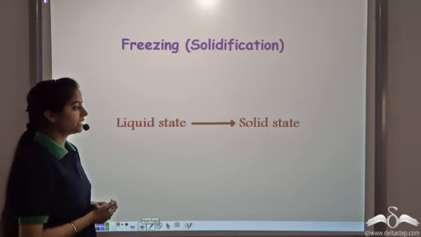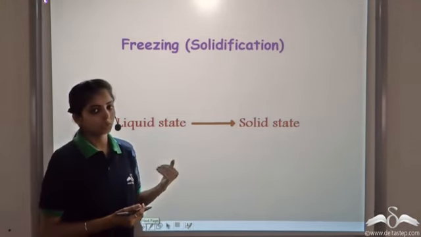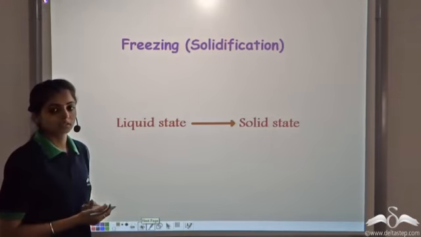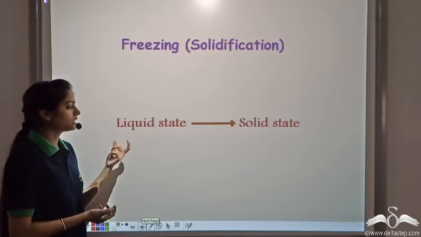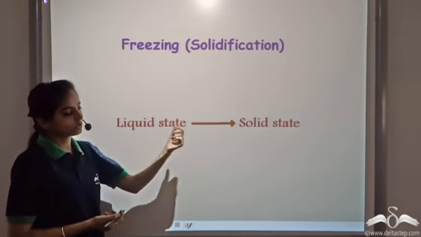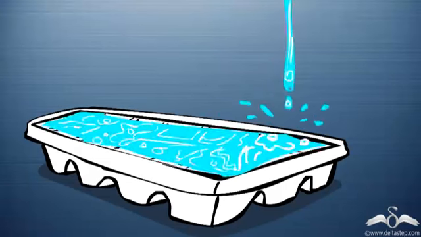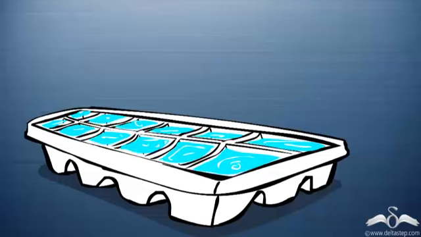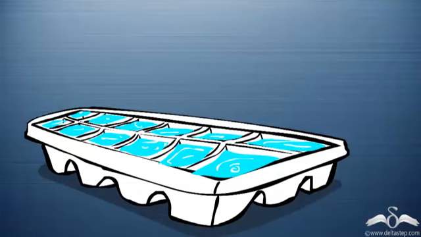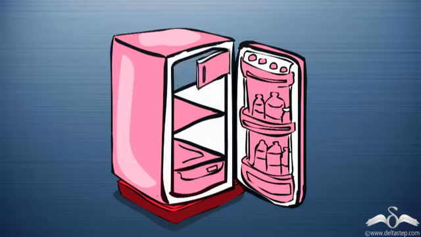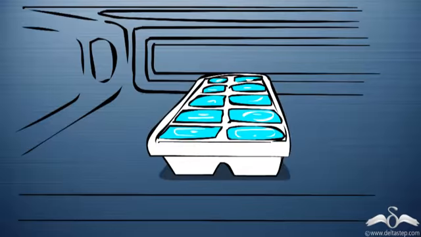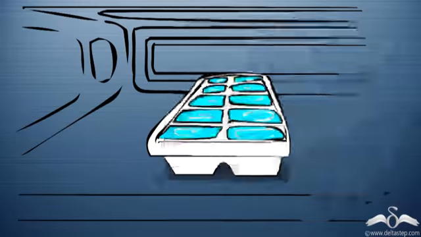So we saw that melting is the change from the solid to the liquid state. Similarly, freezing, it's also known as solidification. It is the change from the liquid state to the solid state. This is also something which you observe every day. When you fill your ice tray with water, you keep it in a freezer for some time. You then take it out, and then you get solid ice cubes.